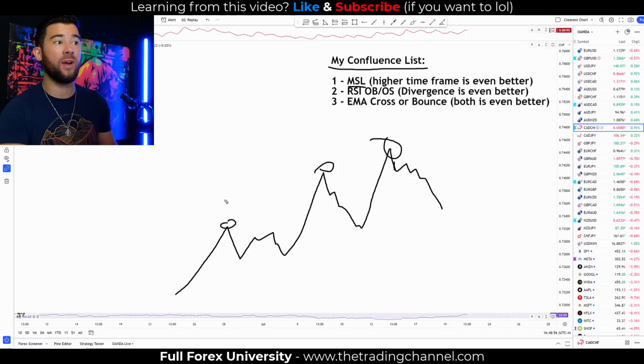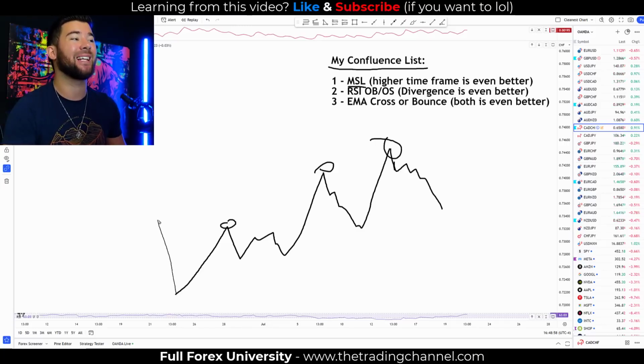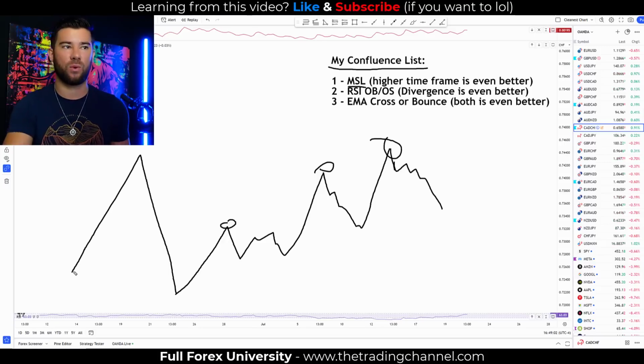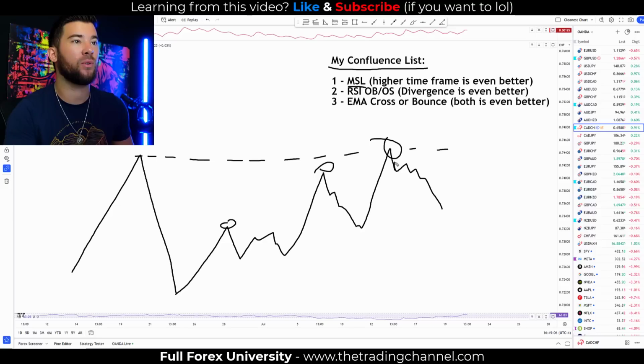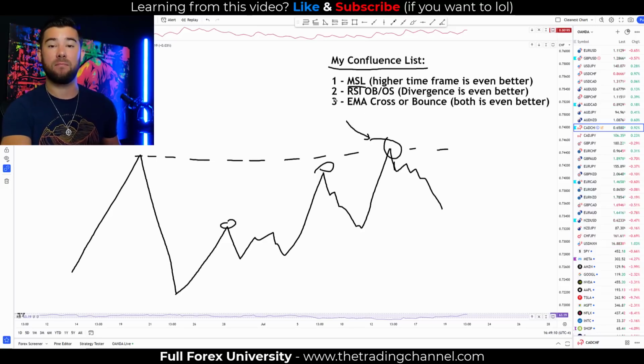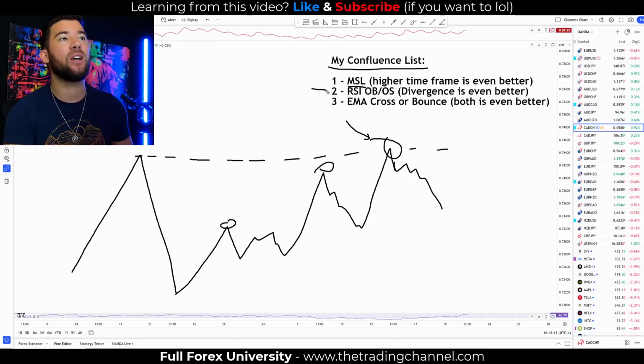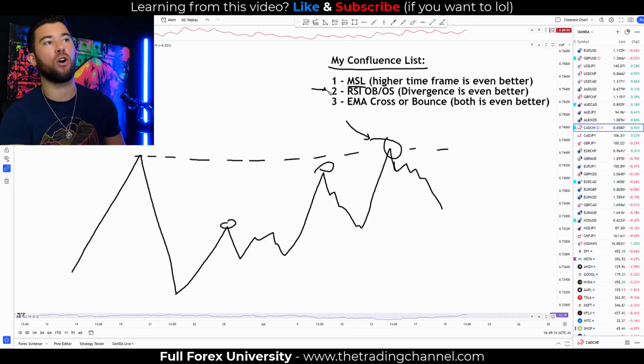What I normally count as a major structure level is a level that's either been tested multiple times or a level that sticks out like a sore thumb. So in this case, this would be a major structure level that would help me make the decision to place this trade. Another major confluence that I use is the RSI indicator being overbought, oversold.